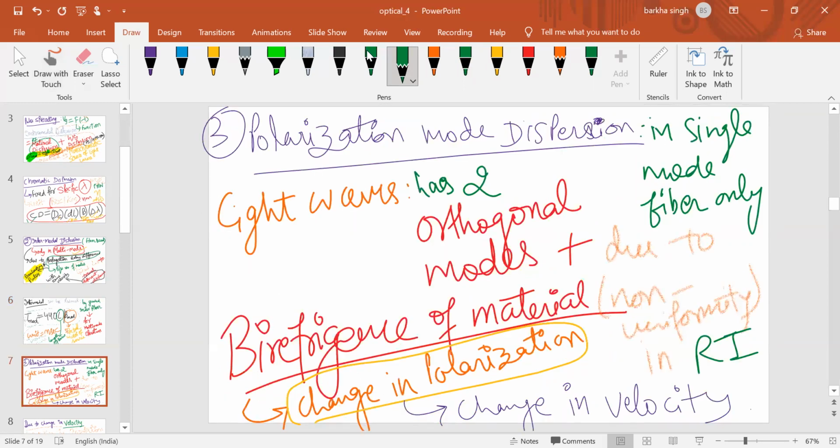Let's see the third, that is polarization mode dispersion. In single mode fiber only this dispersion occurs. Observed mainly in single mode fiber. The light wave has two orthogonal modes, and due to birefringence of material, that is non-uniformity in refractive index, there is change in polarization orientation.